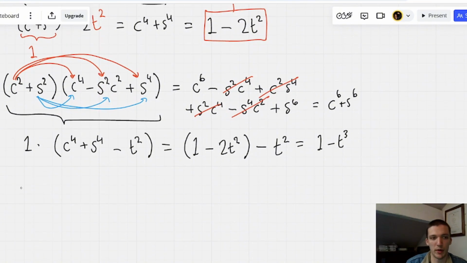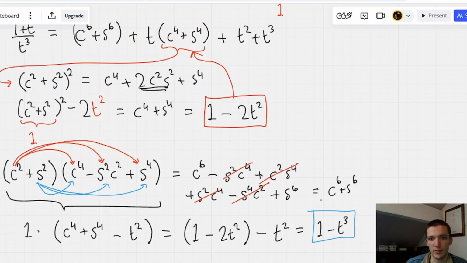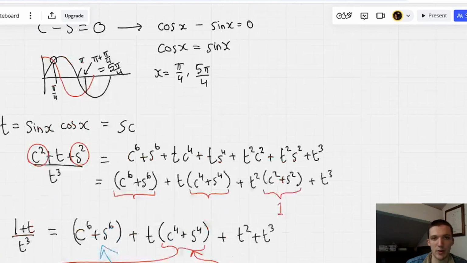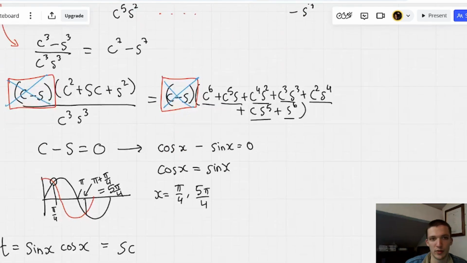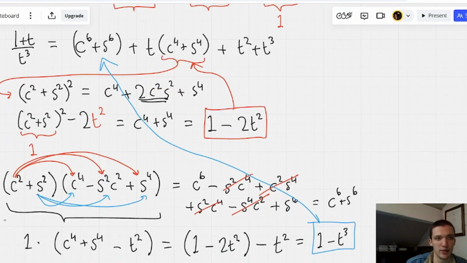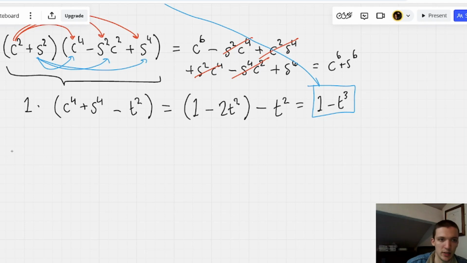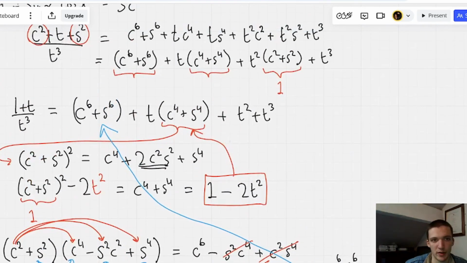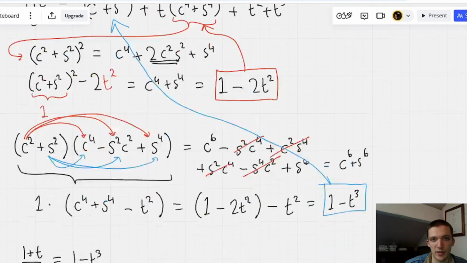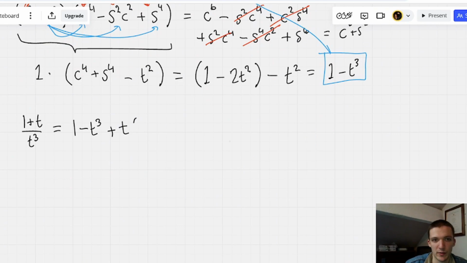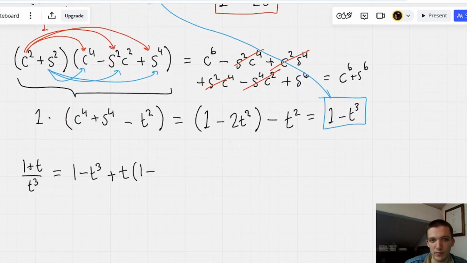Okay, now why did we want both of these? Well, it's because this goes in, that will go in there. And so really our equation at the top, which was here, this equation, really rearranges in terms of t to be 1 plus t over t cubed equals c to the 6 plus s to the 6, that's 1 minus t cubed. Then plus t times 1 minus 2t squared.